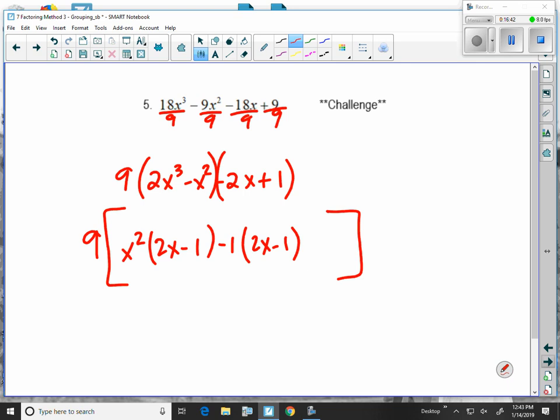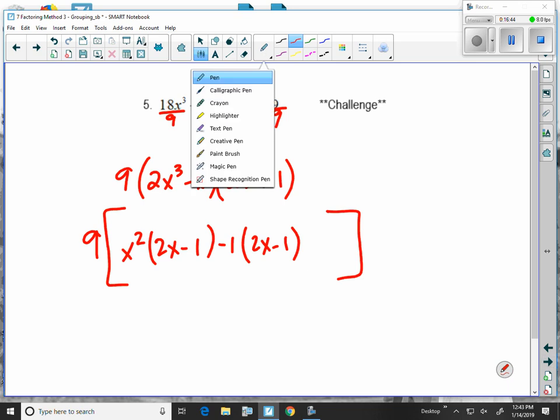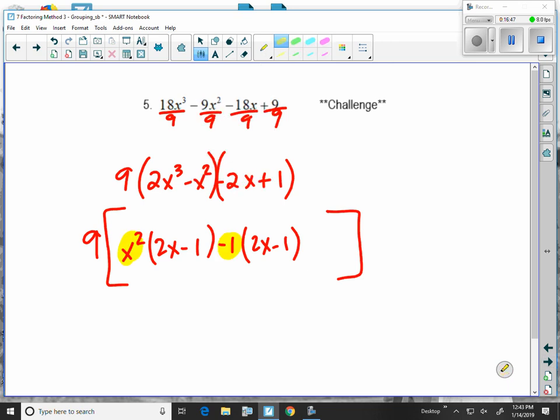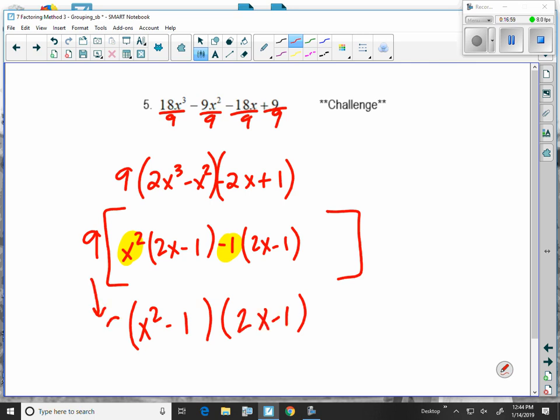Okay, so let's rewrite. What's my first parentheses? X squared minus. What's my second? And then my 9 has to drop down.